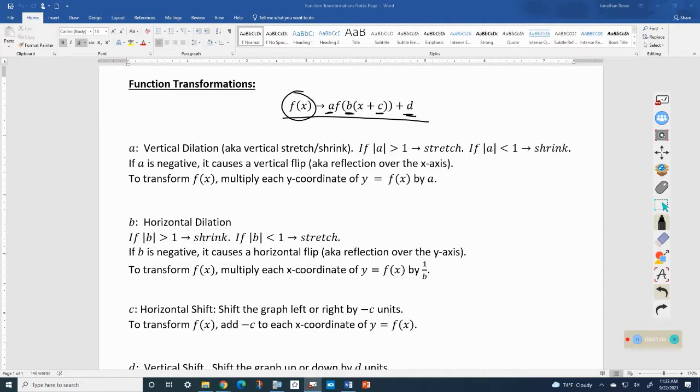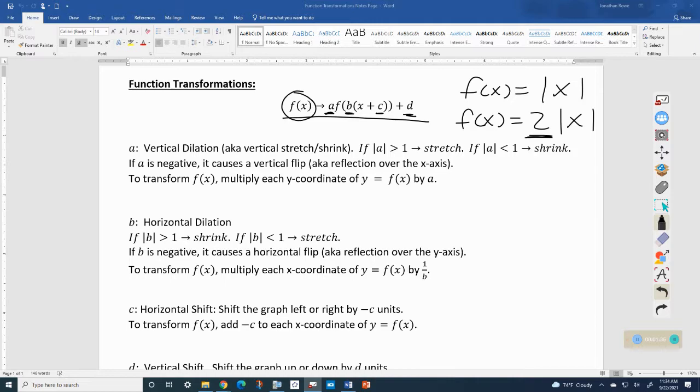A is this letter in front of the whole thing. So let's say you had f of x equals the absolute value of x. Then A would be any number you put in front of it. Like if f of x were equal to 2 times the absolute value of x, then the A would be 2. And what does that accomplish? That accomplishes a vertical dilation. Now that's just a fancy word for saying a vertical stretch or shrink.